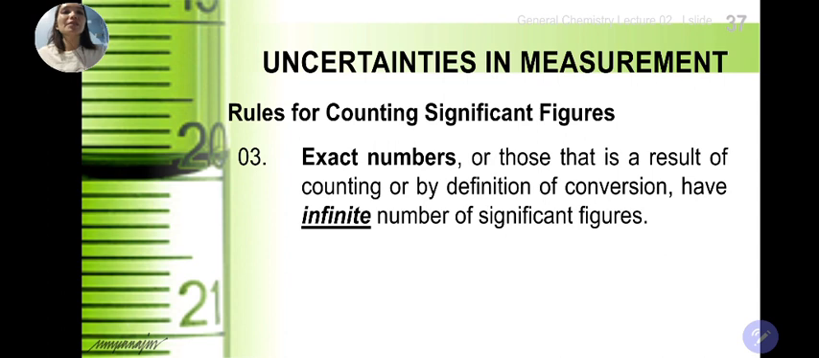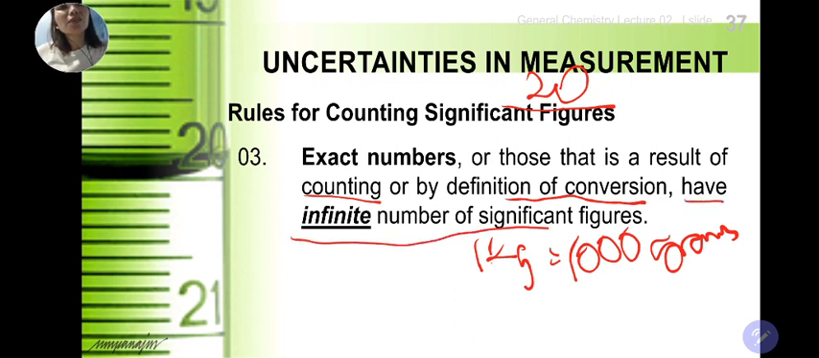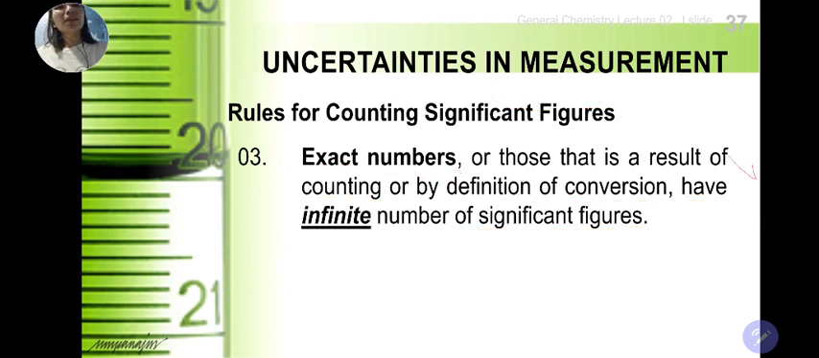For exact numbers, or those that are a result of counting or by definition of conversion, like yung kanina sinabi, as a result of counting, for example, ilan yung students sa chemistry class, we counted, for example, 20. So, this is an exact number. Or by definition of conversion, like 1 kilogram is equal to 1,000 grams, these have an infinite number of significant figures. So we cannot tell how many significant figures they have because they are exact numbers. Okay? Next.